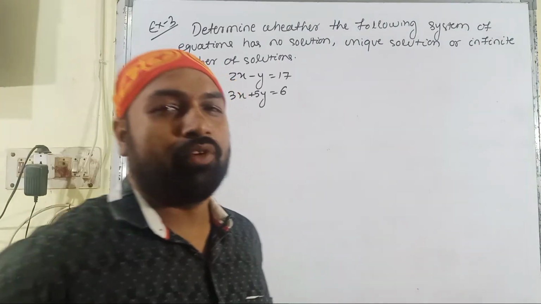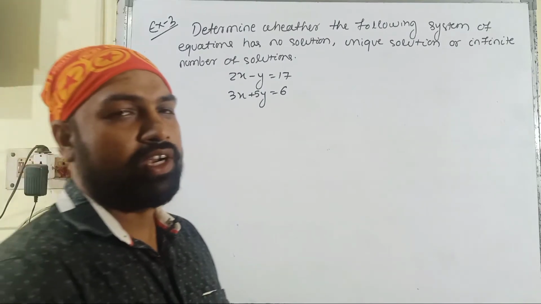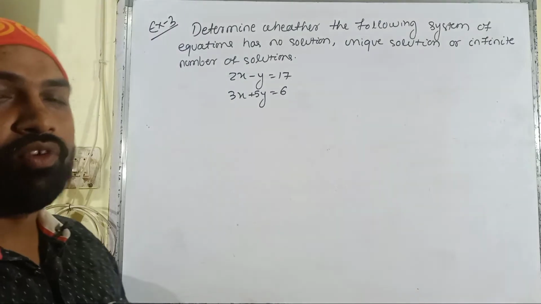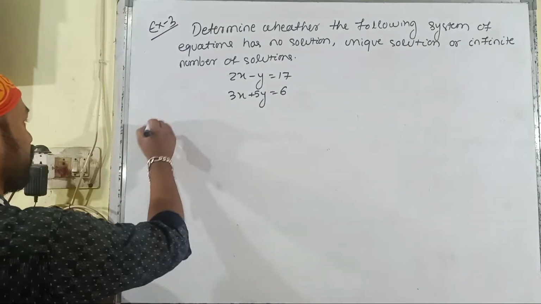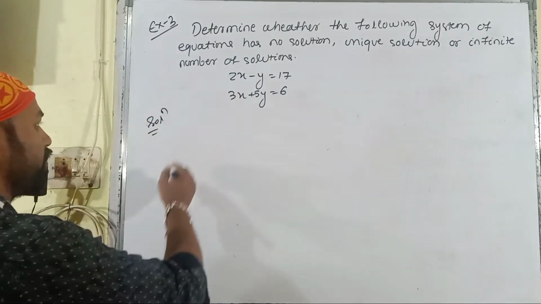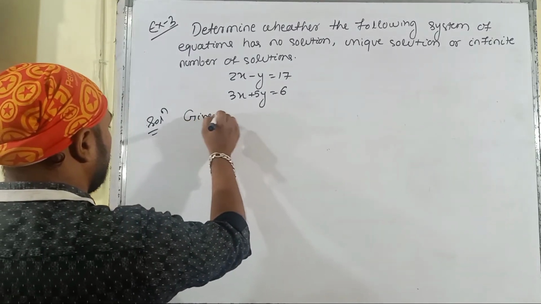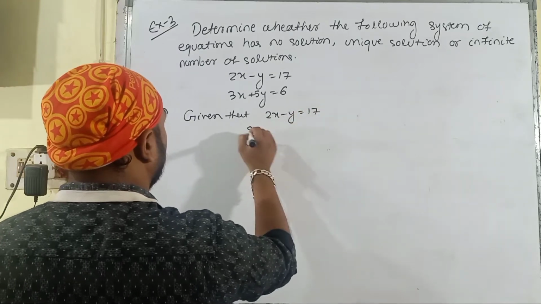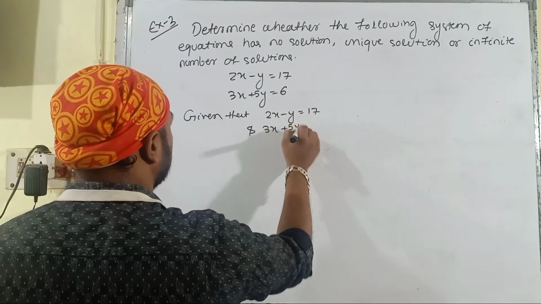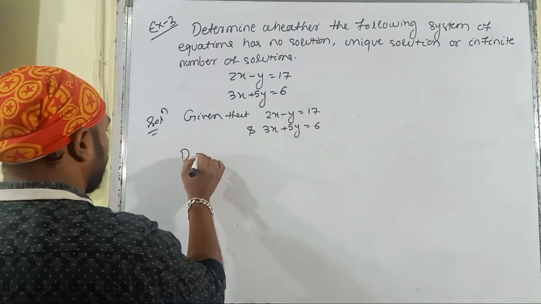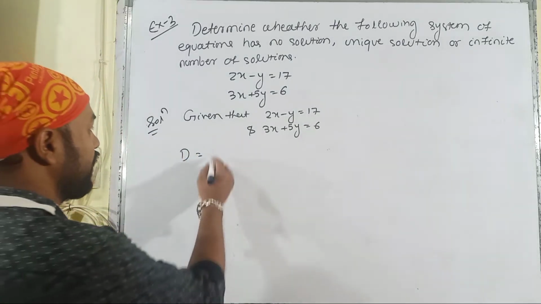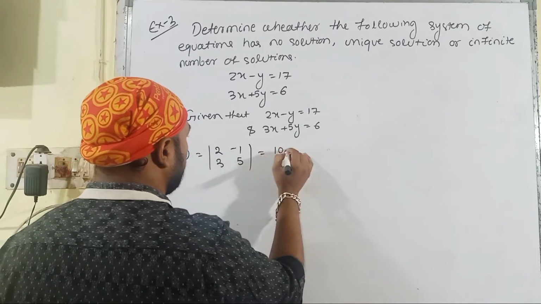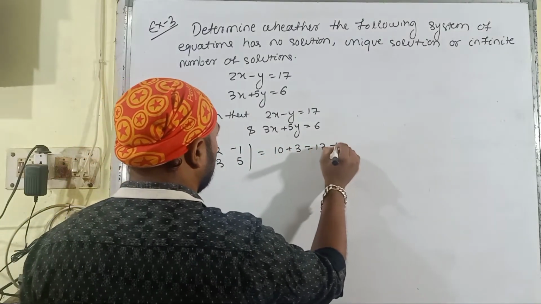Now let us go through example number 3 again. Here it has been asked to find out whether the following system of equations has no solution, unique solution or infinite number of solutions. So first of all we have to go through the given 2 equations. Given that 2x minus y is equal to 17 and 3x plus 5y is equal to 6. First of all, we have to determine the value of D here and it will be 2, minus 1, 3, 5, and by solving it will be 10 plus 3 which is equal to 13, not equal to 0.